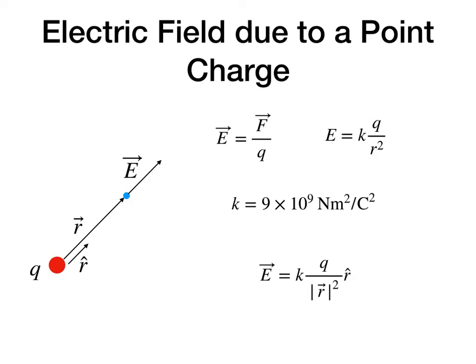Since we have this Coulomb force, K Q1 Q2 over R squared, if I divide by one of the Q's, I get the electric field. So the magnitude of the electric field is going to be K times Q over R squared, where R is the distance from the point charge to the location where I want to find the electric field. And K is this Coulomb constant, 9 times 10 to the 9th, Newton meter squared per Coulomb squared.